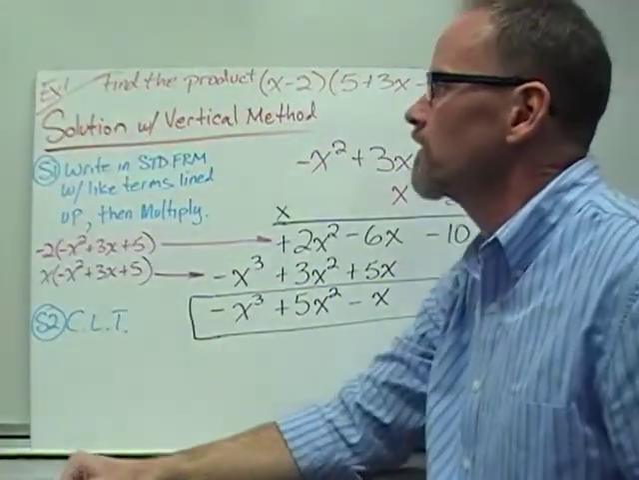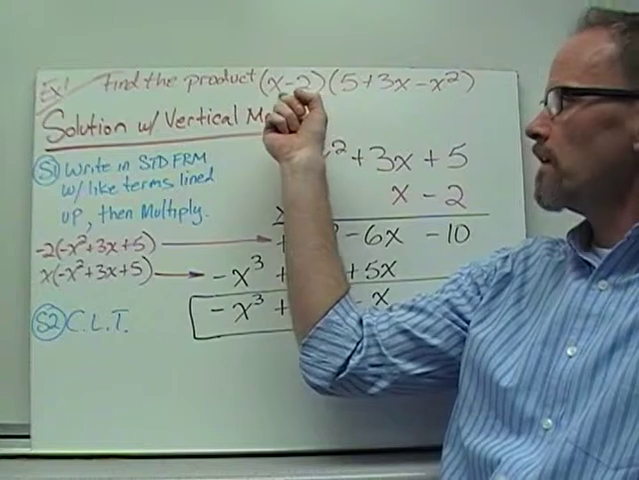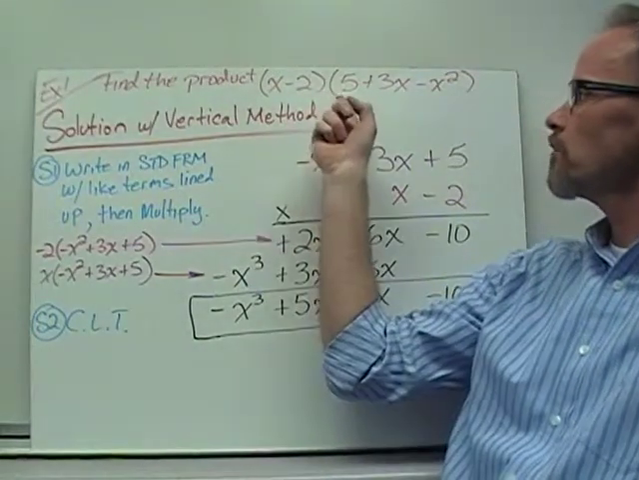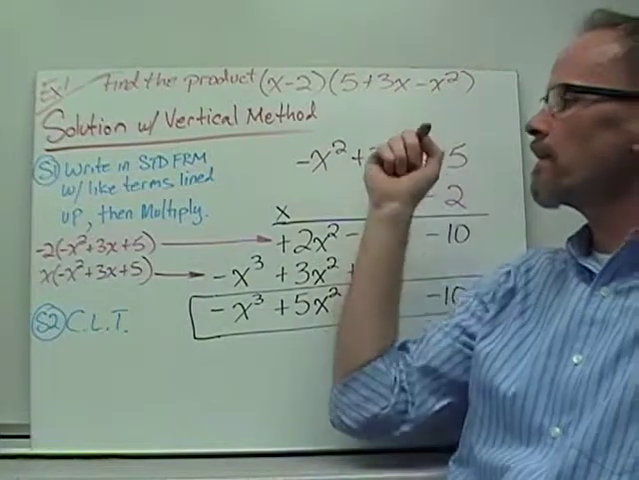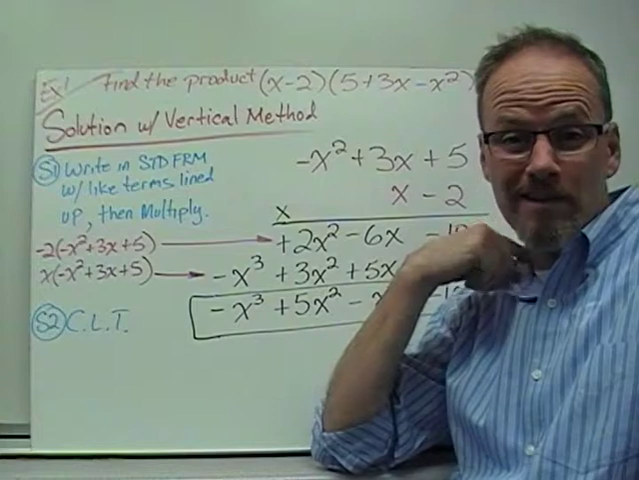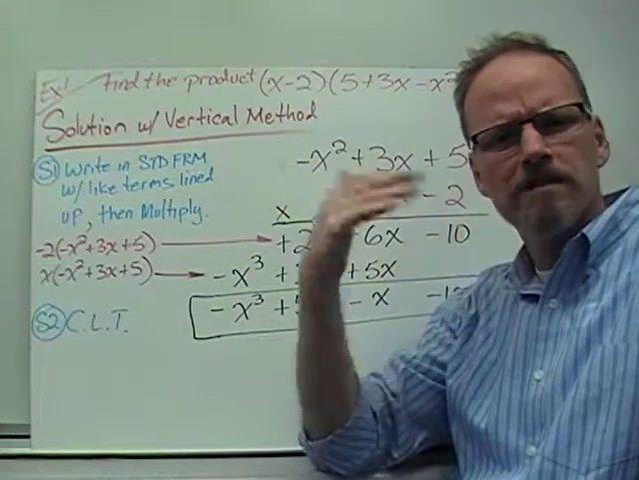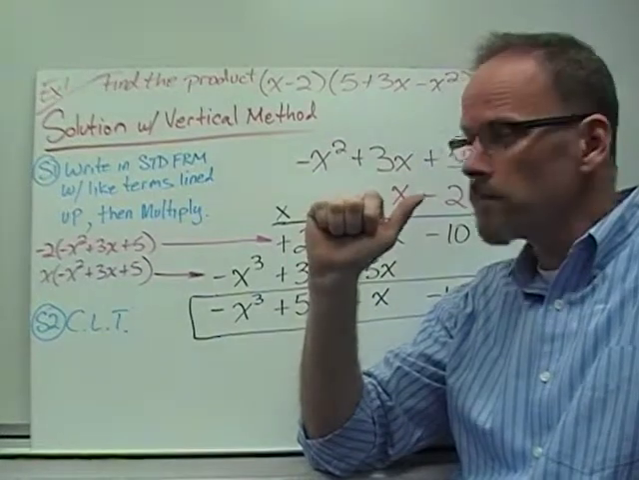All right, so let's do an example up here. Find the product of this quantity, x minus 2, times this quantity here, 5 plus 3x minus x squared. I hope you notice right away that's not in standard form. So we're going to need to put that in standard form before we get going. It just makes everything line up nice for us, and we get the job done quicker.